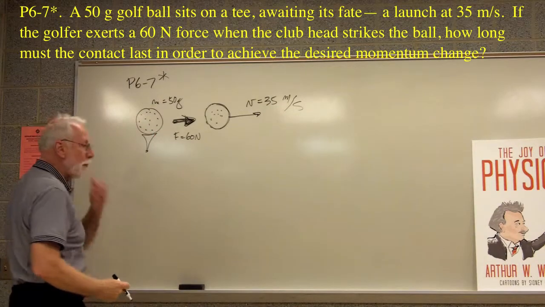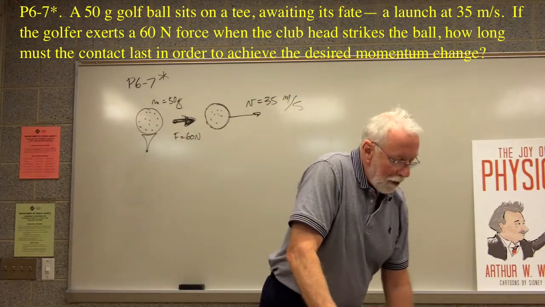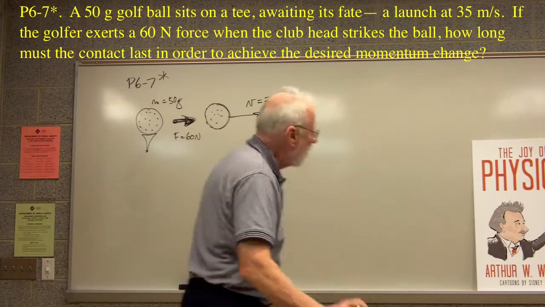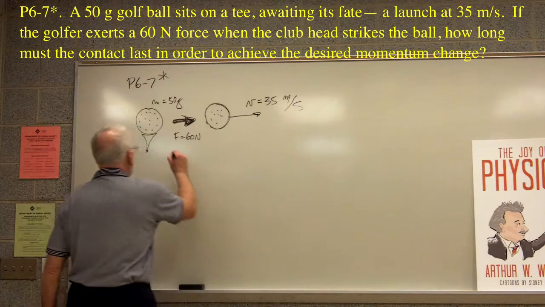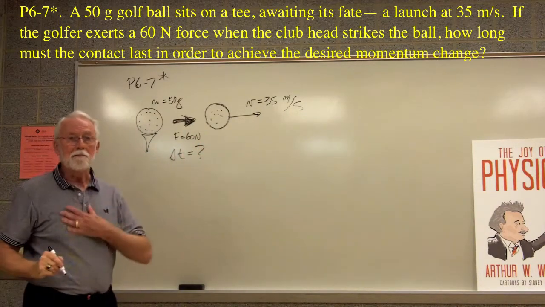Okay, what is it that happened? That golf ball got launched at 35 meters per second. And the question it asks is, how long must the contact last to achieve this? So the unknown here is the delta t. How much is the delta t?